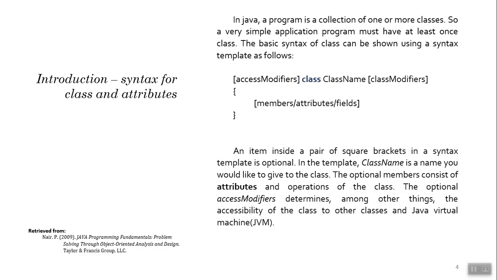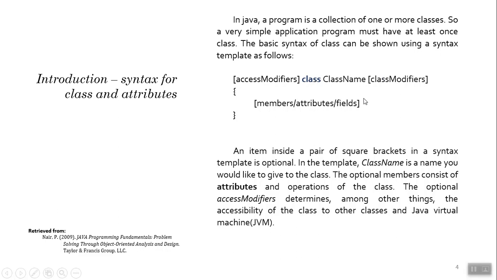So an item inside a pair of square brackets in a syntax template is optional. So meaning to say, the access modifiers here and the class modifiers and also the members, attributes, and fields are optional. So meaning to say, you could just omit those sections or syntax of a class.